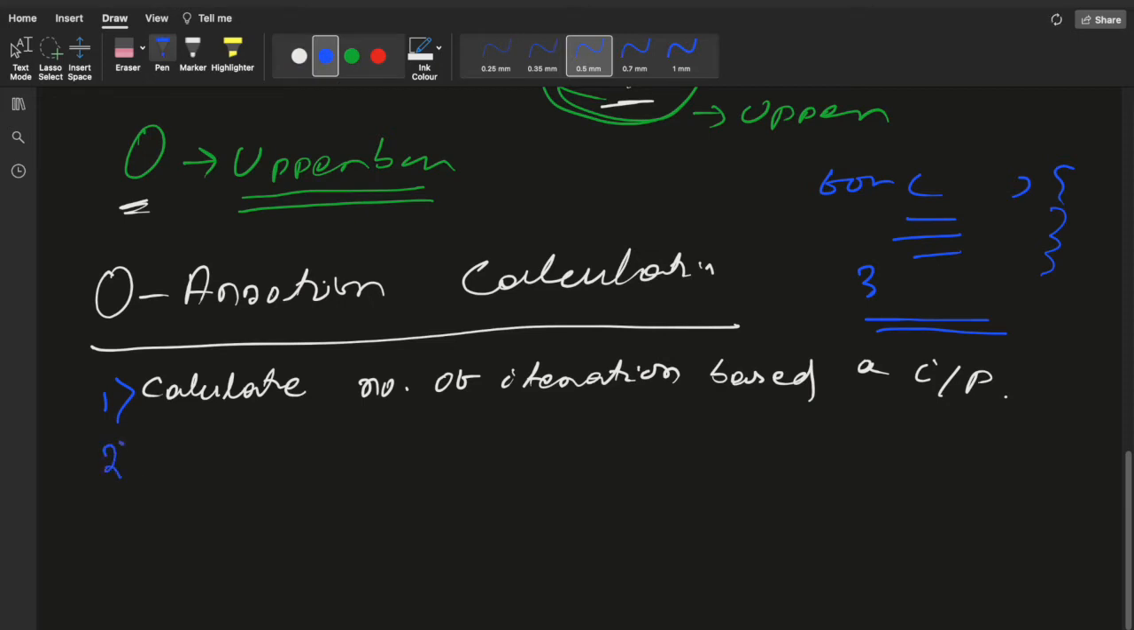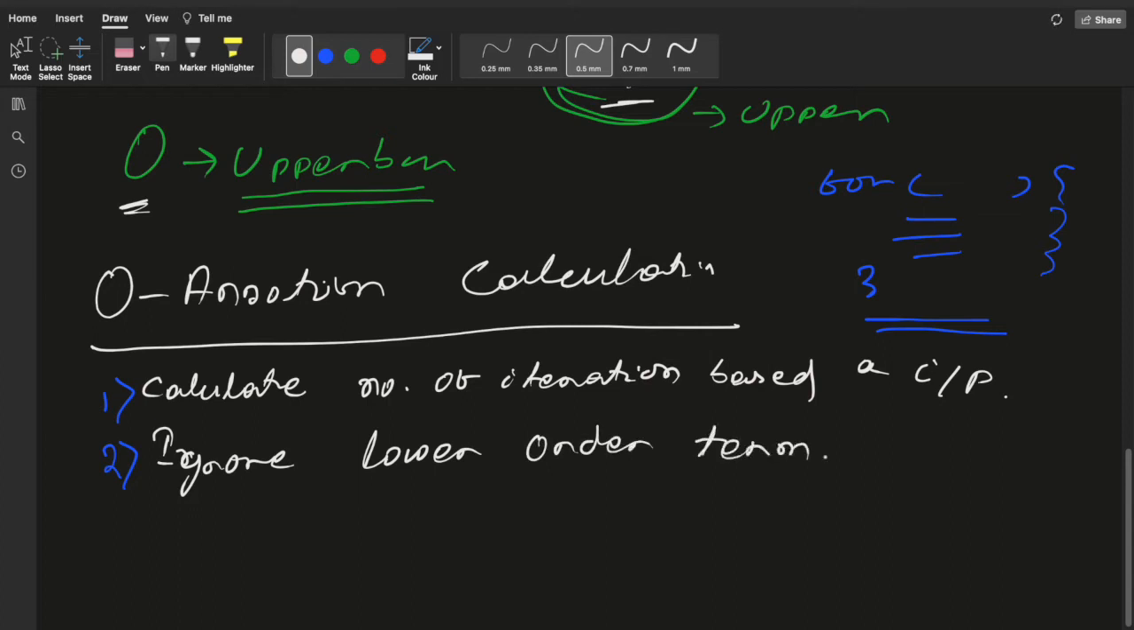I'm writing all these points, then I'll explain. The second point will be: we need to ignore the lower order term. The third point will be: we need to ignore the constants.